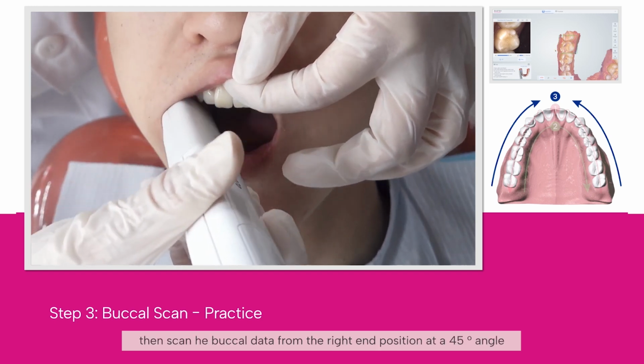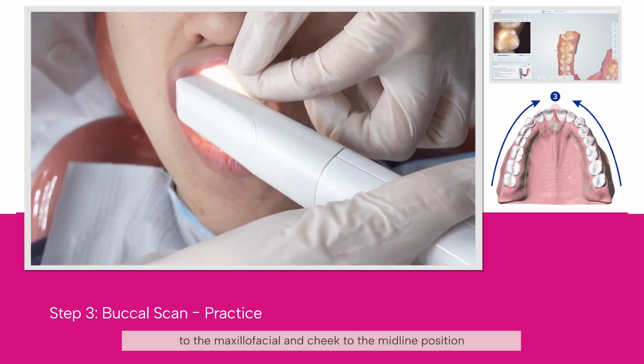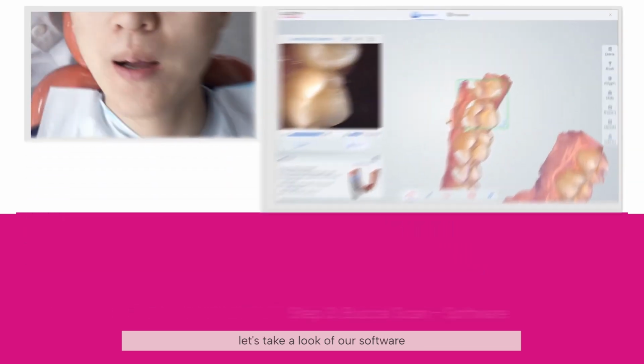Then scan the buccal data from the right end position at a 45 degrees angle to the maxillofacial and cheek to the midline position. Let's take a look at our software.